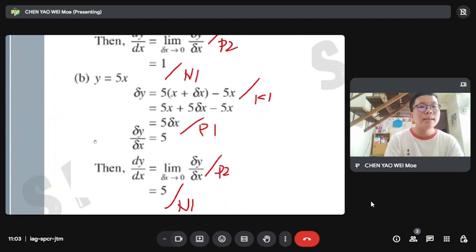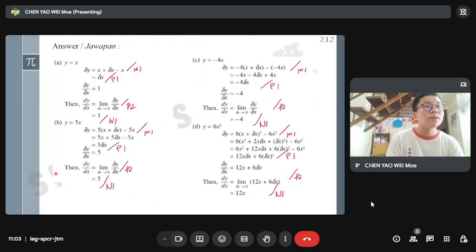Then I do the dy dx. Actually, dy dx is called the gradient of the function. The gradient of the function means the gradient of a tangent. So this one can be carried out, and we get 5. So here you get another 1 mark. This is how the thing goes.